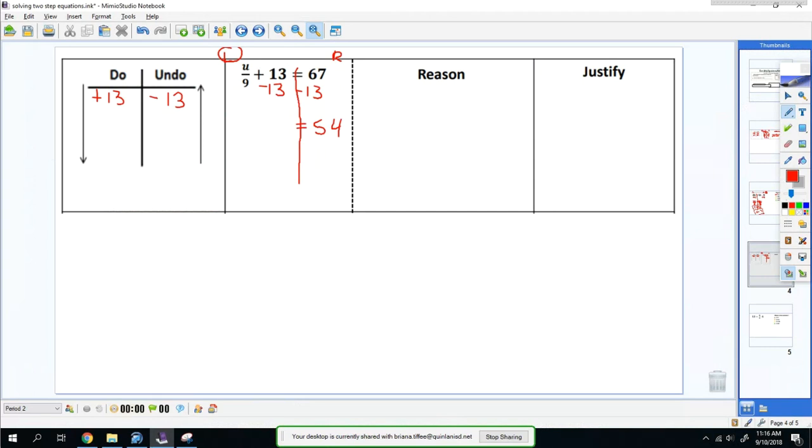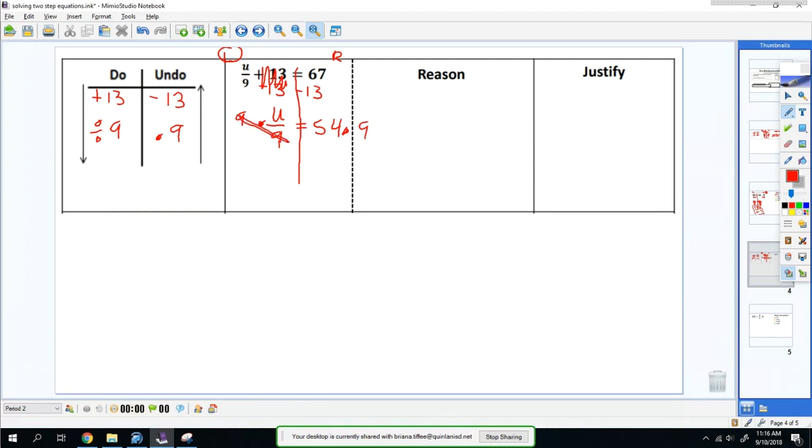So 67 minus 13 is 54. And we bring down what we didn't touch, because these cancel out. So u divided by 9. Since that 9 is below the letter, that means it's being divided. Remember that line means to divide. So the 9 is being divided, so we do the opposite and we multiply. We're going to multiply both sides by 9.